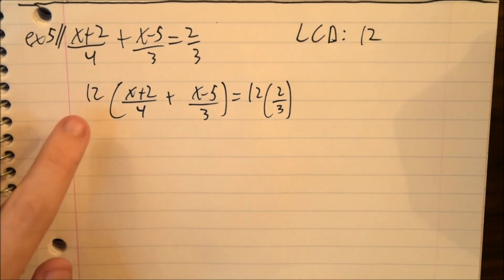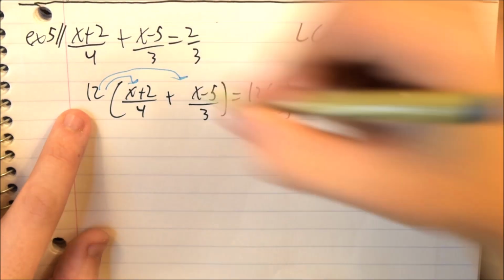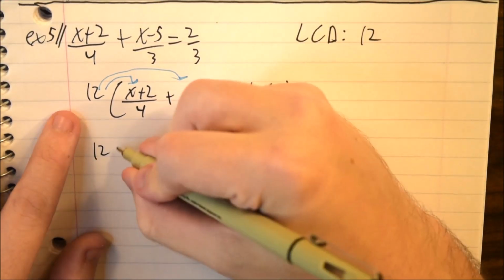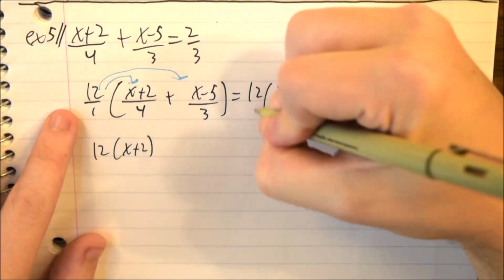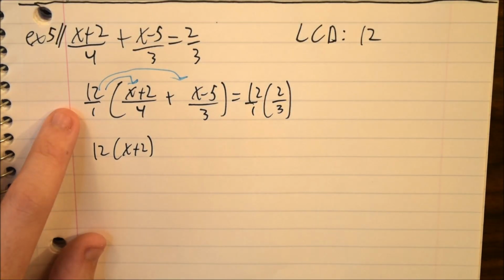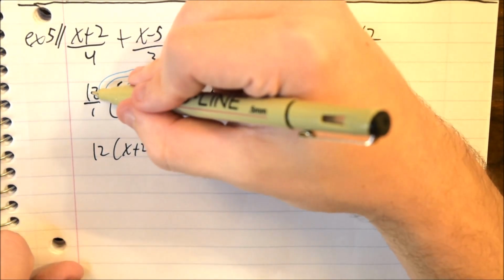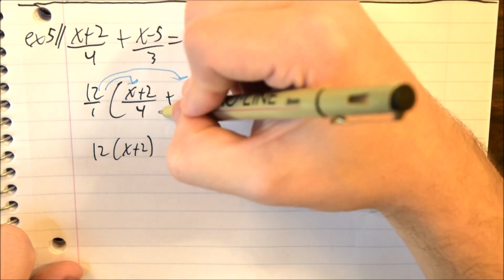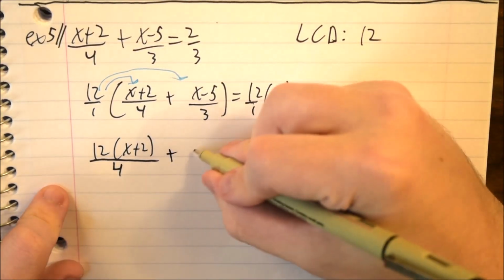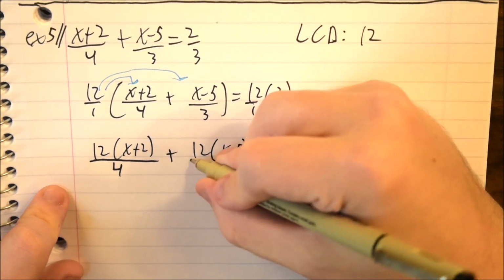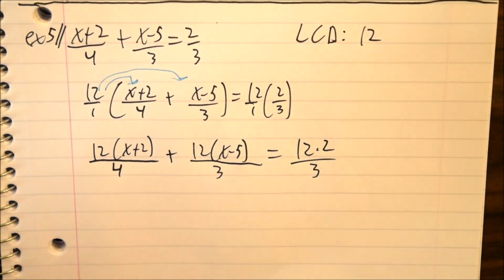Now, I take this 12 and I have to distribute inside of here, right? That's how distribution works. So I'm going to get 12 times x plus 2. And remember, this is a 12 over 1, right? Let's write that. And when I'm multiplying fractions, I multiply straight across the line, right? So I have 12 times all of x plus 2 over 1 times 4. So this gives me a 12 times x plus 2 over 4 plus 12 times x minus 5 over 3 equals 12 times 2 over 3.